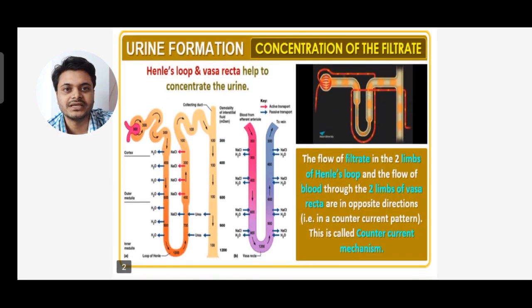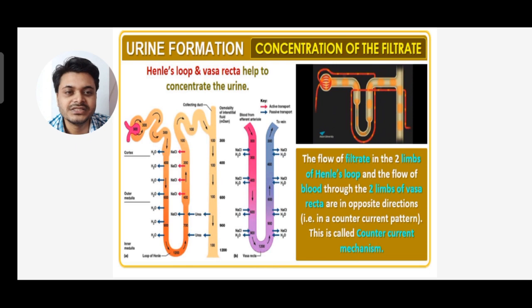In the last class I discussed the structure of the nephron as well as the formation of urine. Here I'll discuss the counter current mechanism. You can see here the Henle's loop, or loop of Henle, and vasa recta help to concentrate the urine. You can see the flow of filtrate in the two limbs of Henle's loop, and the flow of blood through the two limbs of vasa recta are in opposite directions.